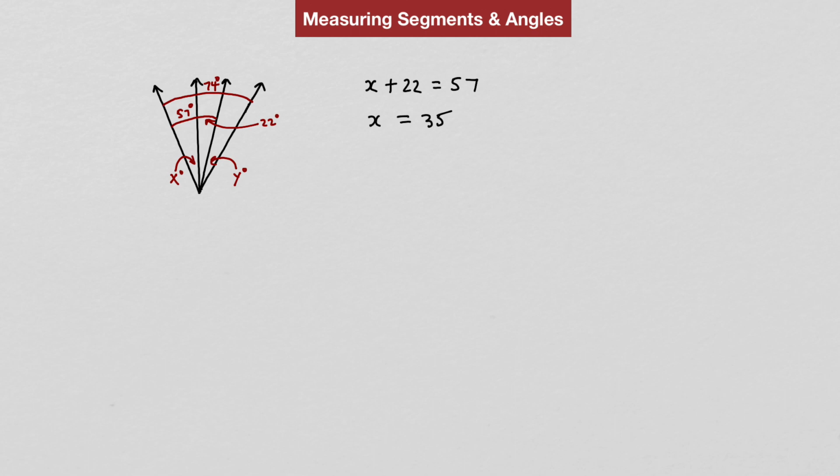And then to find angle Y, we see that angle Y, this angle, plus this entire angle gives us this entire angle. So let's go ahead and write that down as an equation. Angle Y plus 57 degrees is equal to 74. Then to solve for Y, if we subtract 57 from both sides, we get Y is equal to 17 degrees.